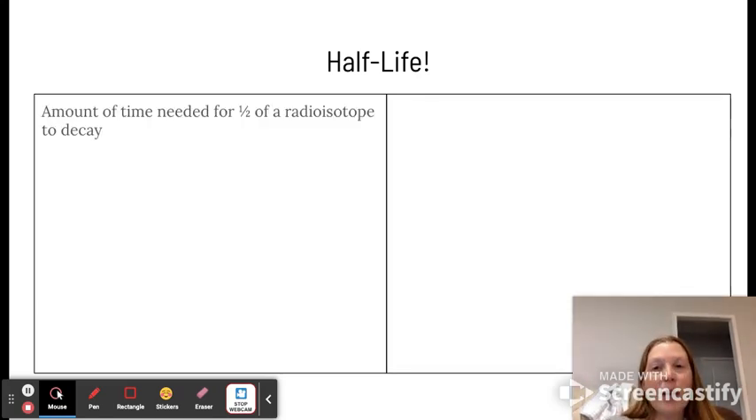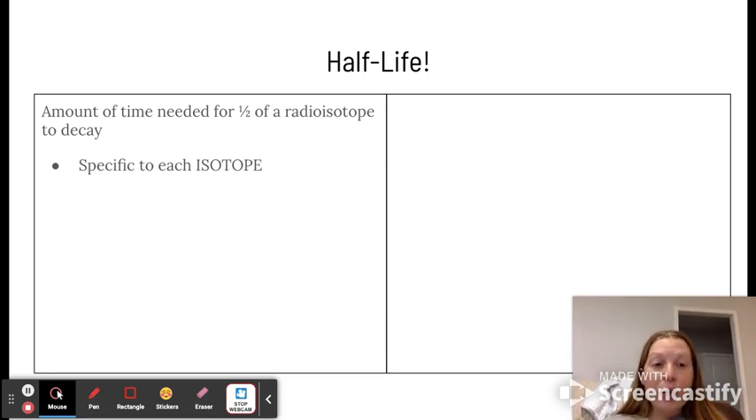This is the amount of time needed for half of a radioisotope to decay. So we're specifically looking at radioactive material, and however much you start with, the time it takes to break that down to half of your original amount. This is specific to each isotope. So if you have multiple radioisotopes for the same element, each of those isotopes will be different in terms of their half-life.